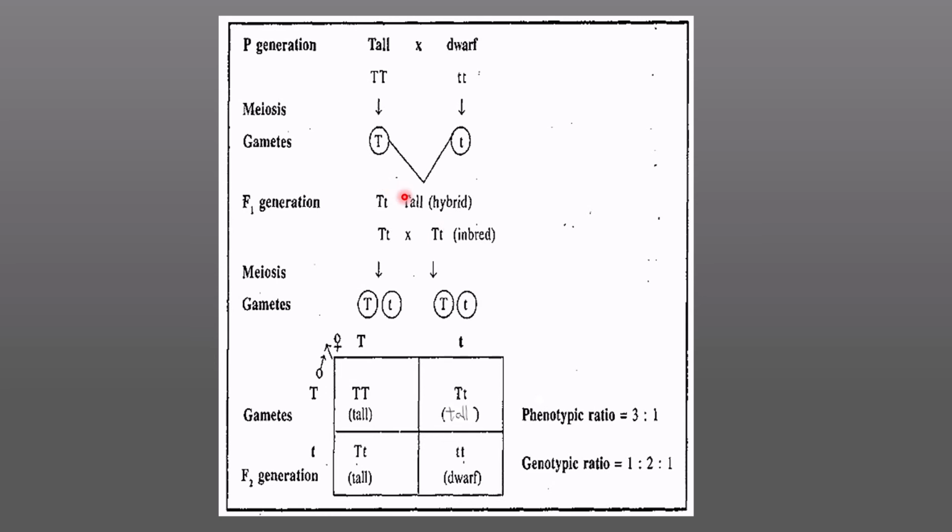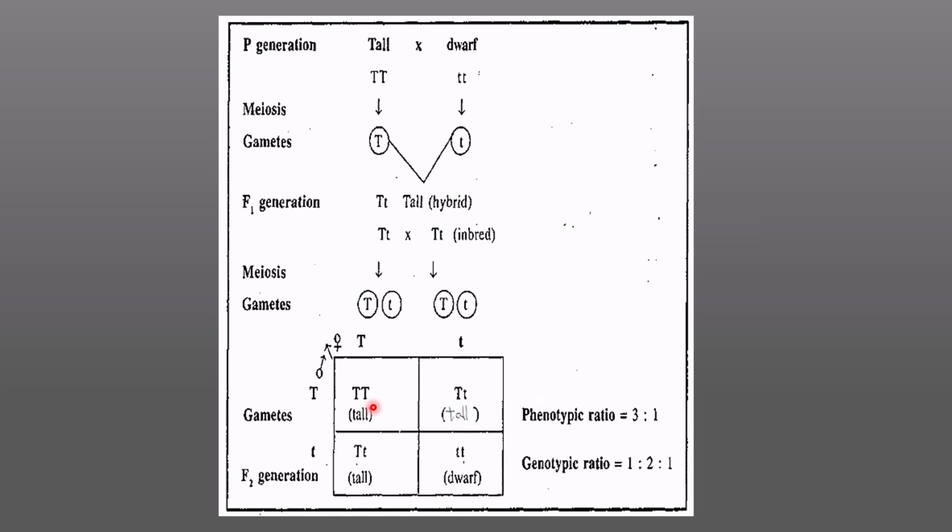Right? When these plants of the F1 generation were allowed to self-pollinate, what happens? Both tall and dwarf plants appear in the second generation. Okay, so it is evident that the F1 generation are all tall, but how come both tall and dwarf plants appear here?